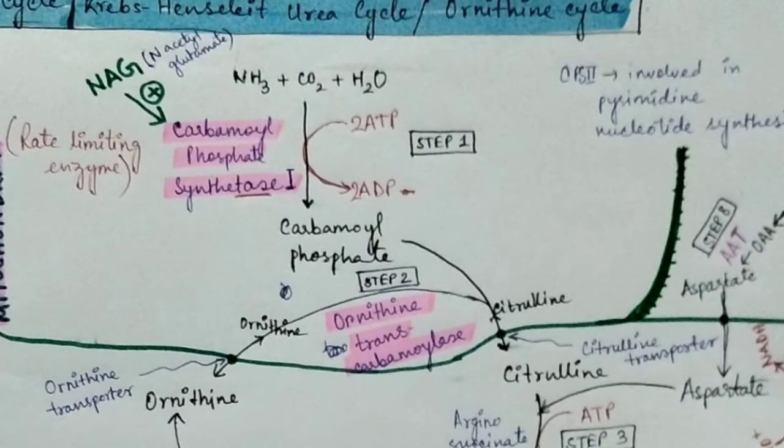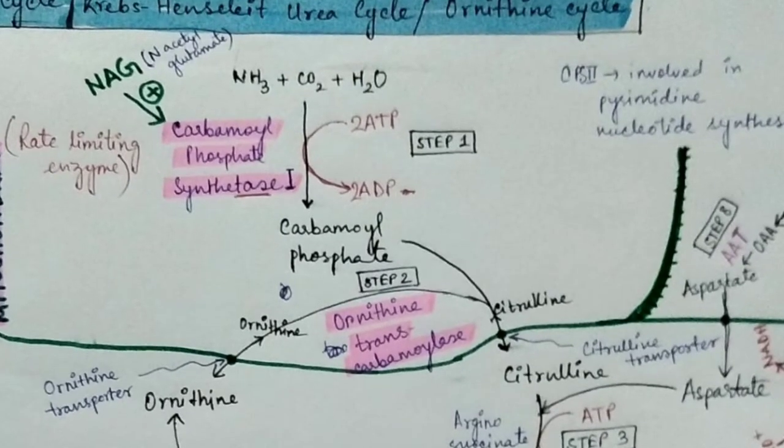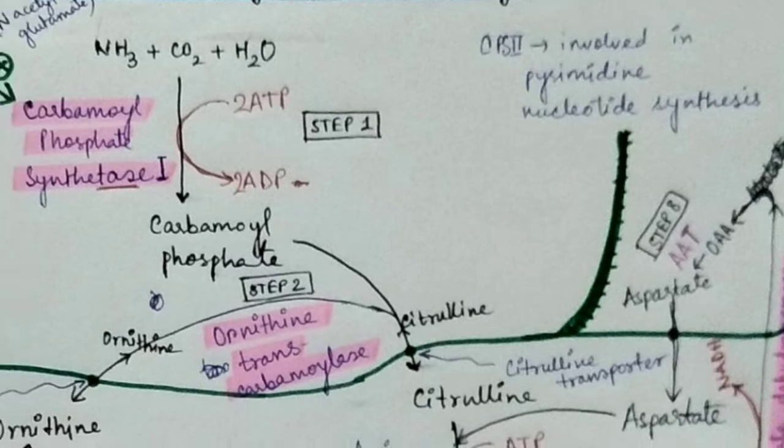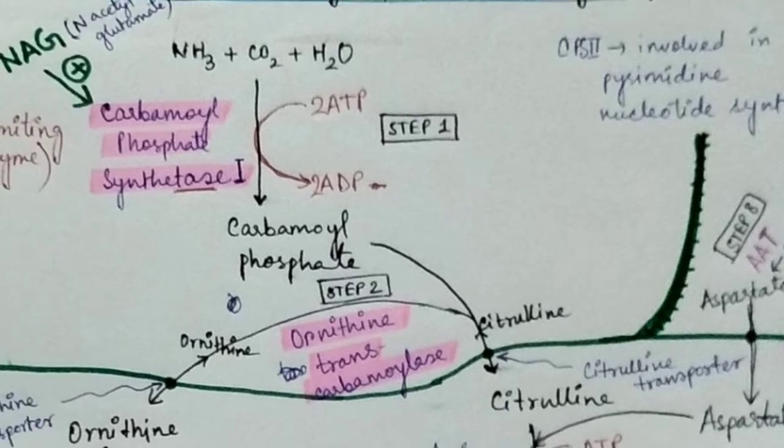Now let us first come to the cycle itself. Ammonia plus carbon dioxide plus water gives carbamoyl phosphate. In this step 1, 2 ATP are used. What is the enzyme? It is carbamoyl phosphate synthetase 1. Why 1? Because there is another, carbamoyl phosphate synthetase 2, which is involved in pyrimidine nucleotide synthesis. So if you say only carbamoyl phosphate synthetase, you will not be so appropriate. You have to say carbamoyl phosphate synthetase 1.